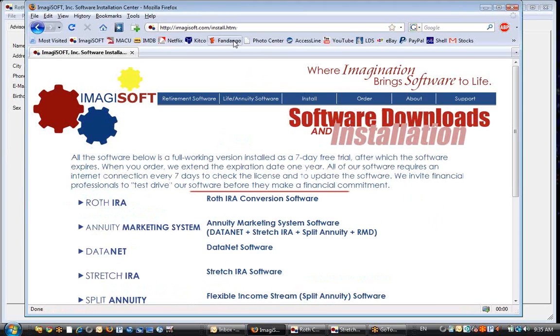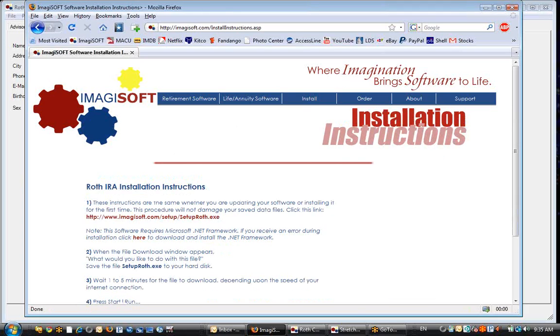If you go to ImagiSOFT.com and click this install link right here, you see the Roth IRA is the very first one. One of the most common questions that we have is, can I put it on my laptop? Can I put it on my desktop? Can my assistant use it? And the answer is yes. We license this software not to you, not to the computer that you're on, but to you, Brent. So you can put that on multiple computers. Go ahead and just click this link, install it on your laptop, your desktop, and so forth.